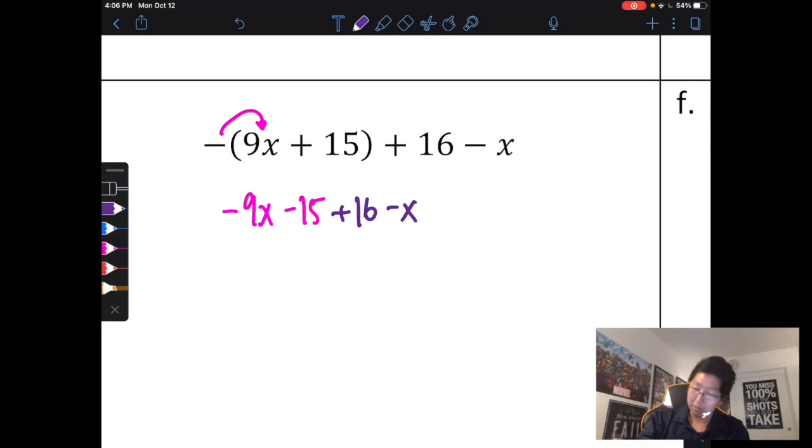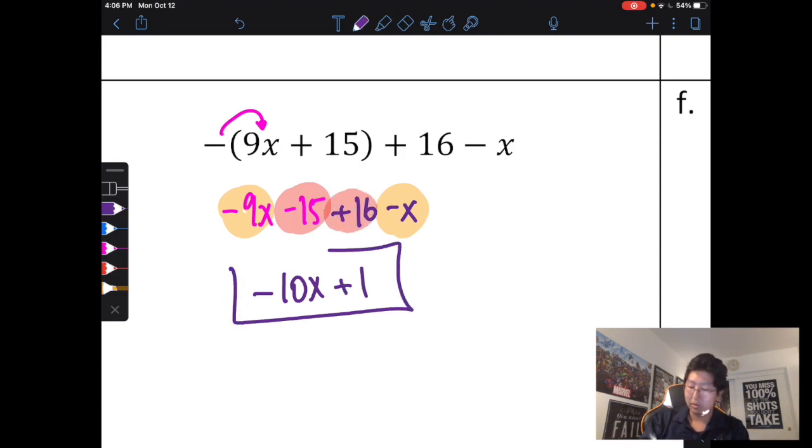And then here I'm just going to combine like terms. Negative 9x minus x, I'm going to get negative 10x. And then negative 15 plus 16 is plus 1. So there's our answer.